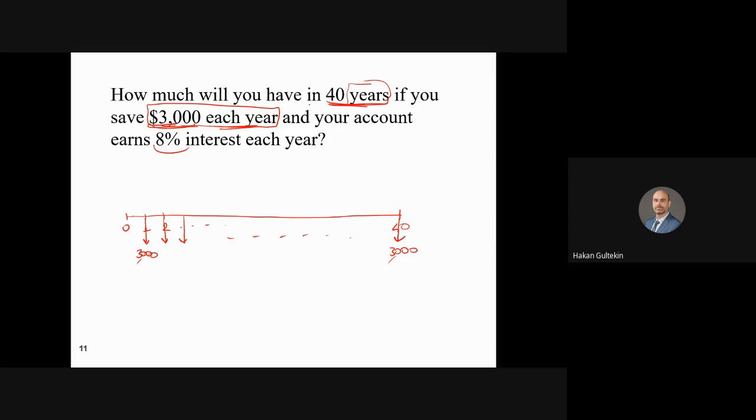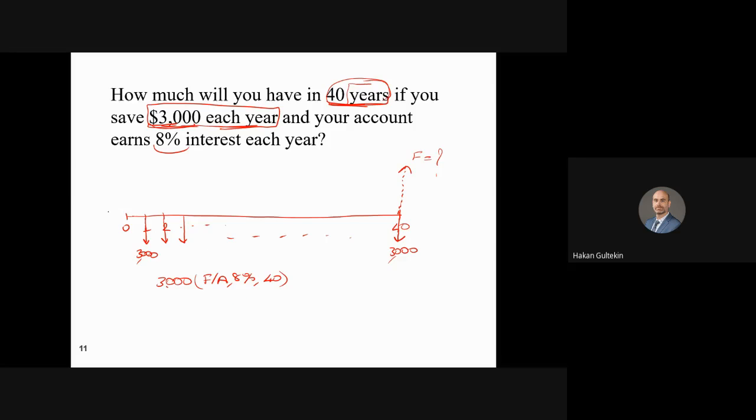And it asks how much you will have in 40 years. So we are asked to find the future value of all these savings. And the solution is simple. This annual amount multiplied by F given A, interest rate, and the number of periods.